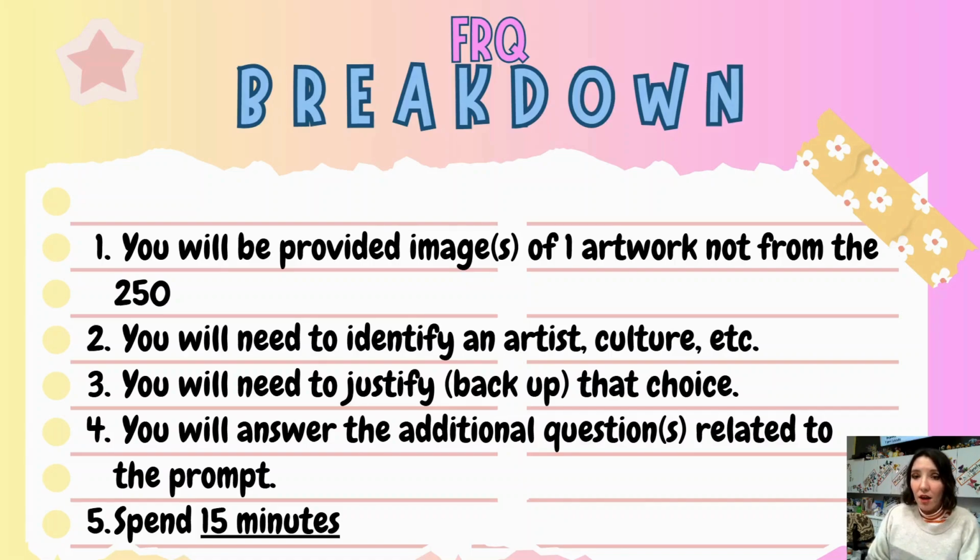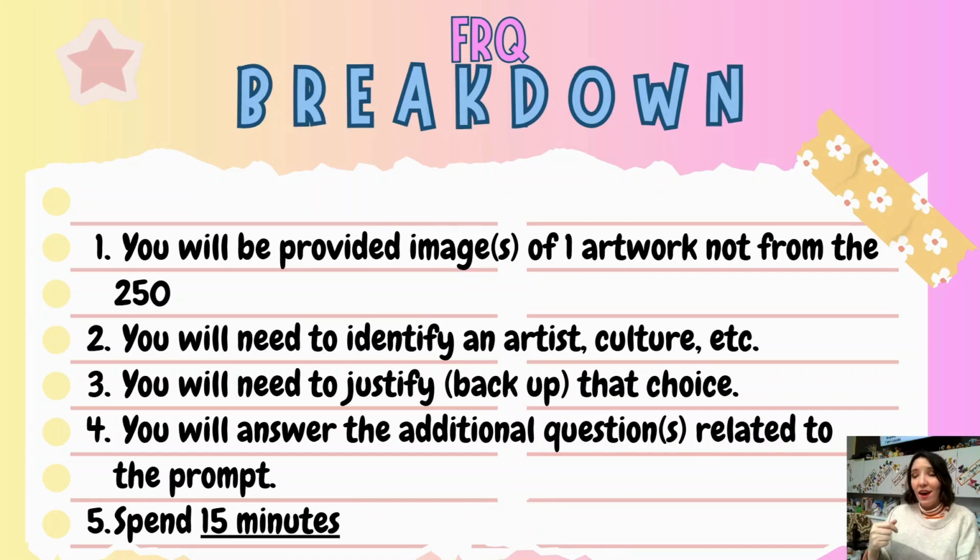artwork that's not from the 250. The purpose of attribution is to take a look at that art and identify who it's from, where it's from, what time period it's from. Always take a look at what specifically it wants because it's varied based on what they're looking for. Once you've identified who made it, etc., you're going to need to justify why you believe that. So you got to back up that choice.